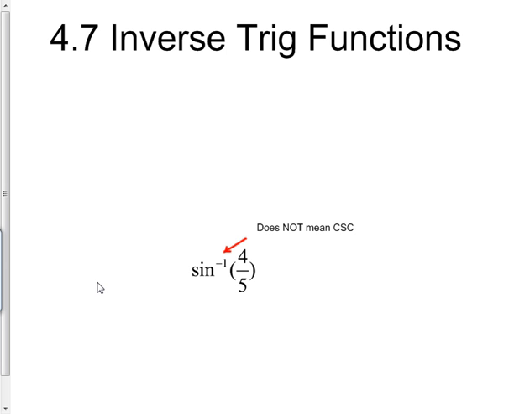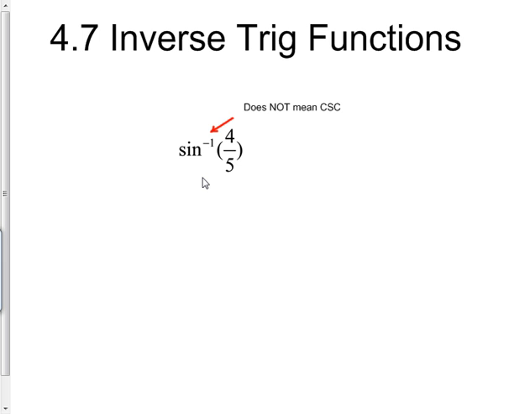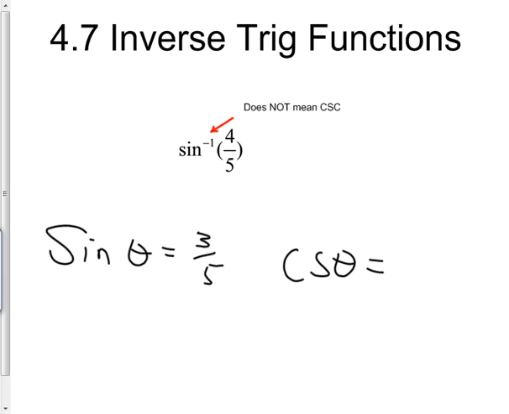Okay, so we're talking about inverse trig. When you see this, you're looking at inverse trig. That sine with the little -1, that's inverse sine. But a lot of people think that it means cosecant because they know that sine and cosecant go together. If the sine of something is 3/5, then the cosecant would be what? 5/3. Remember this?